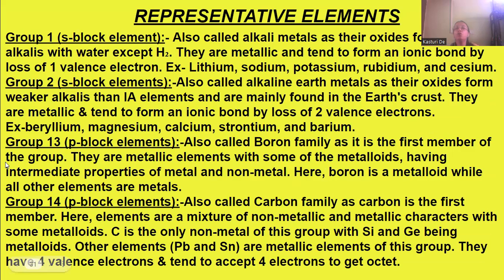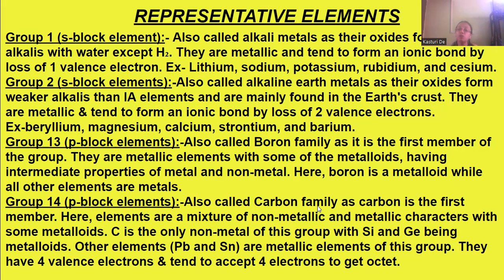See, group number 13 has no non-metal. Boron is a metalloid and all others are metals. Group number 14, carbon is the only non-metal, whereas silicon and germanium are metalloids, and lead and tin are metallic. So 2 metalloids, 2 metallic, and 1 non-metal. Group number 13, no non-metal. Metalloid and all others are metals.